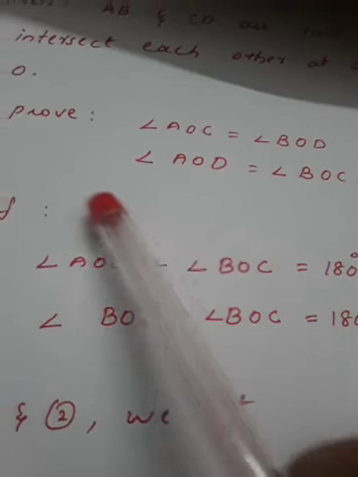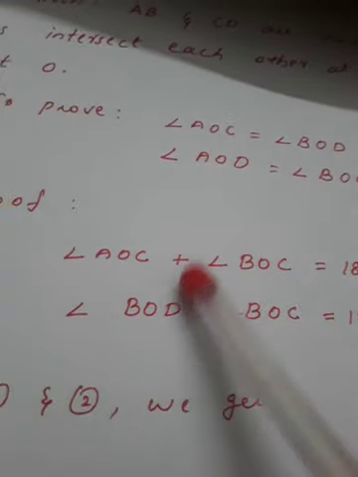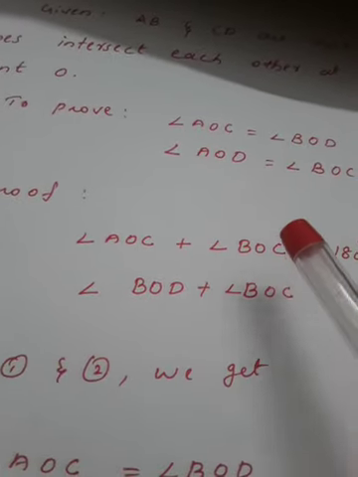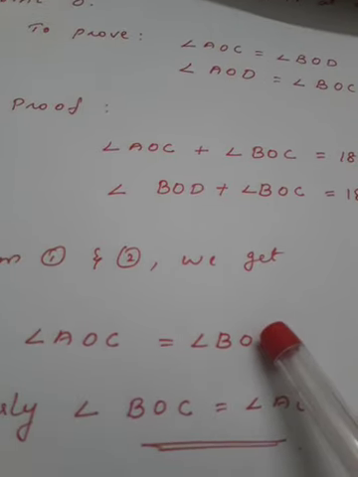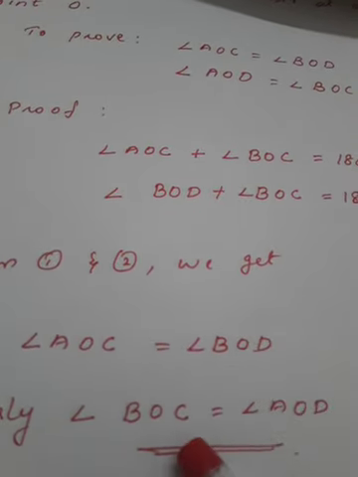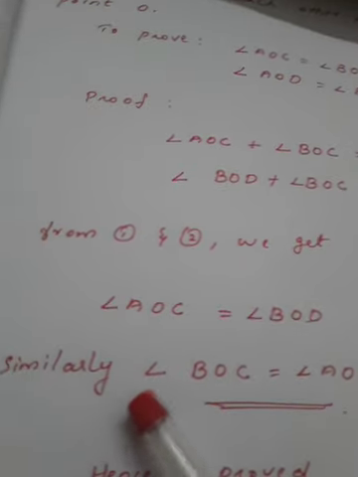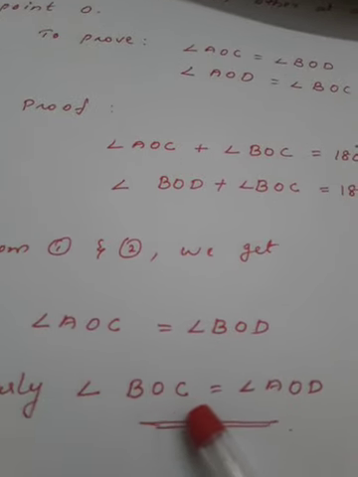So what we can say? These two should be the same. So from equations 1 and 2, what we get? Angle AOC equal angle BOD. So similarly, the other pair of vertically opposite angles are also equal. So similarly angle BOC equal angle AOD.